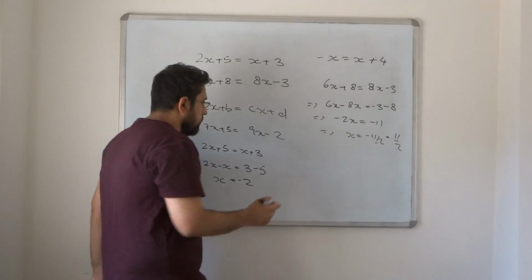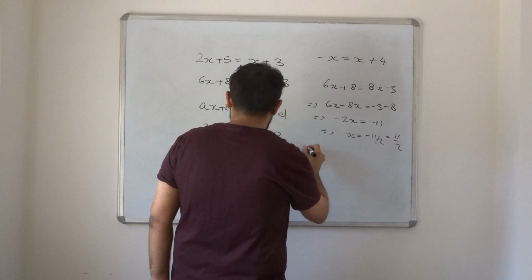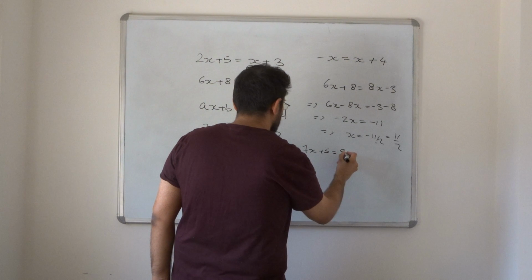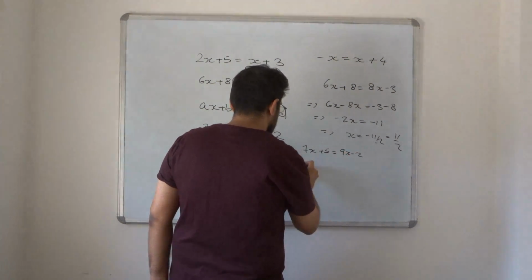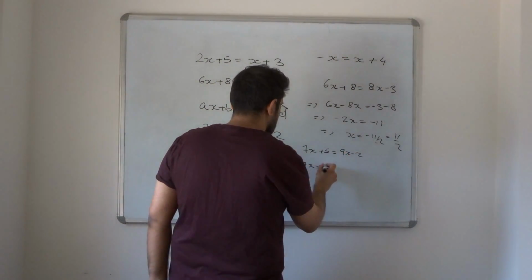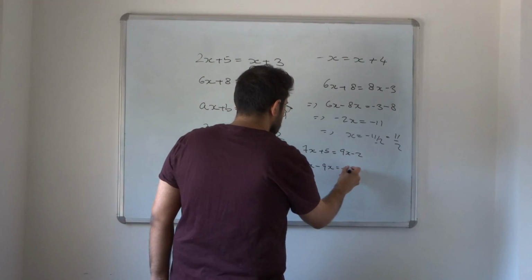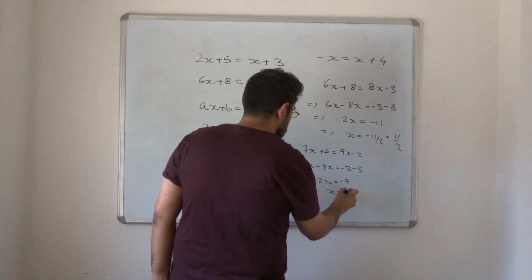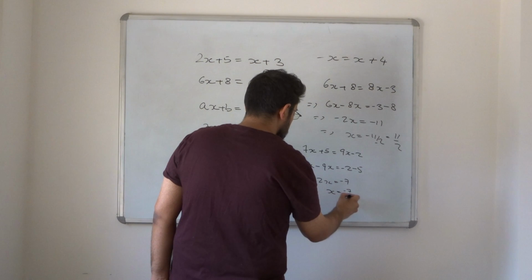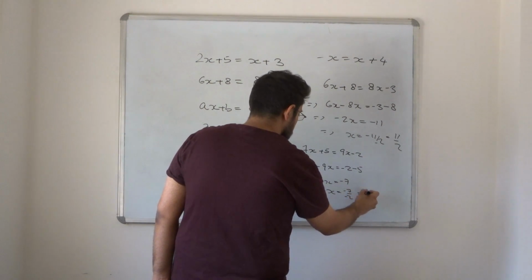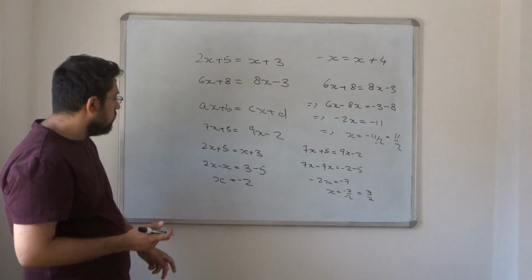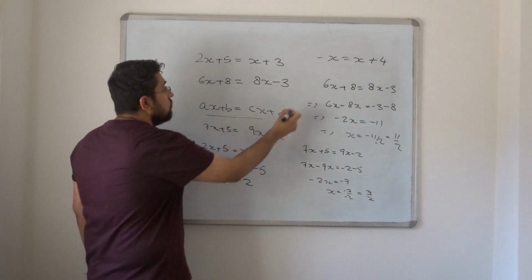Let's do this one here. So here you have 7x plus 5 equals 9x minus 2. 7x minus 9x equals minus 2 minus 5. So minus 2x equals minus 7. So x equals negative 7 by negative 2, which makes the answer 7 by 2. Okay, so now I solved that. So now you've got these two to solve.